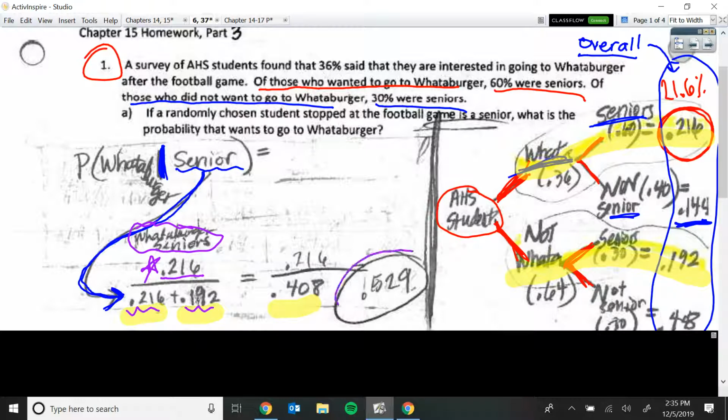So overall, evens, tell the odds what this 52.9% is saying, in context. Go.